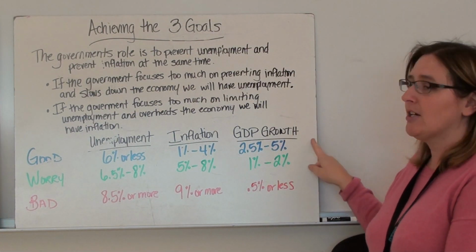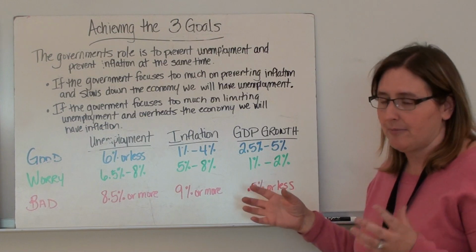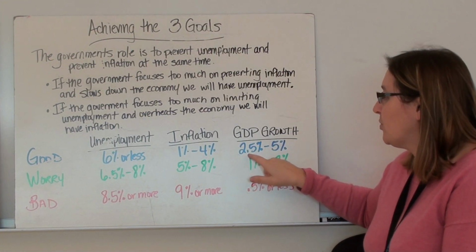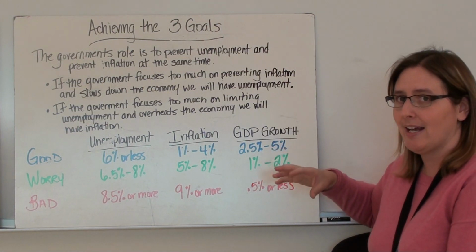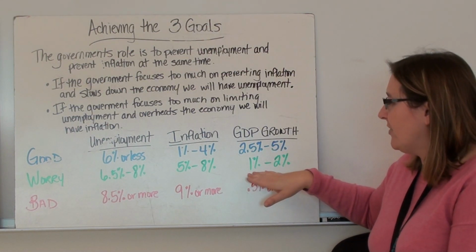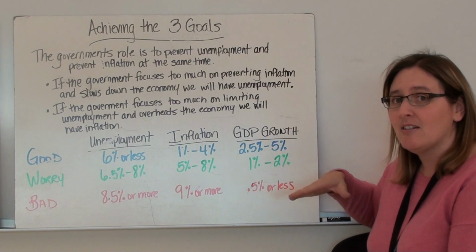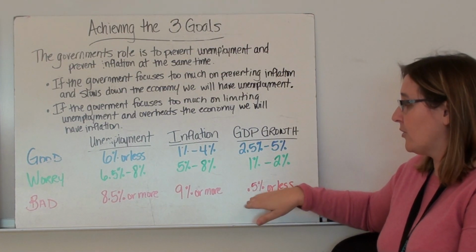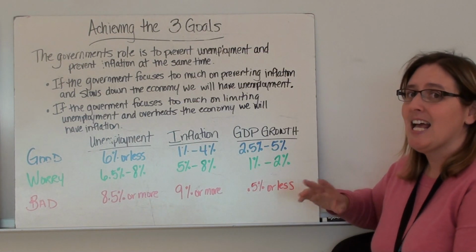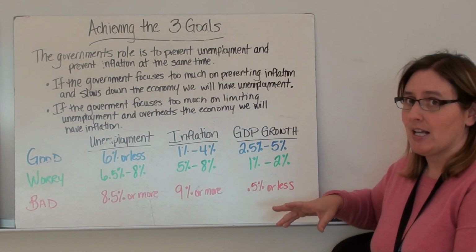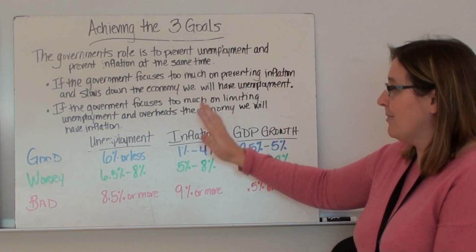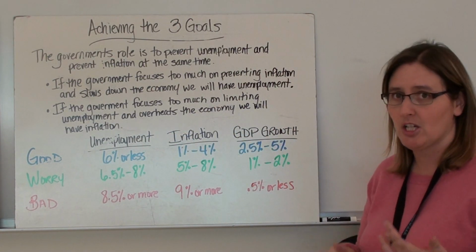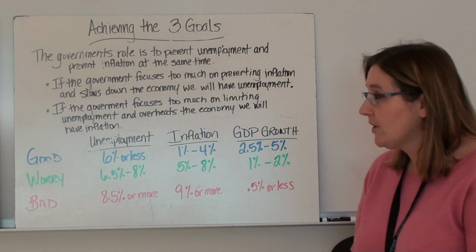And then with GDP growth, remember we want to grow the economy. We, for the United States, want to be in between 2.5 and 5% growth. We can handle that, that's good. If it's between 1 and 2%, we're growing, but we're growing very slowly, then we start to worry. Or if we're not growing at all, 0.5% or less, that's really bad and that's not a good sign. So the economy kind of looks at this and tries to fit everybody in these blue numbers: unemployment, inflation, and growth. All right.